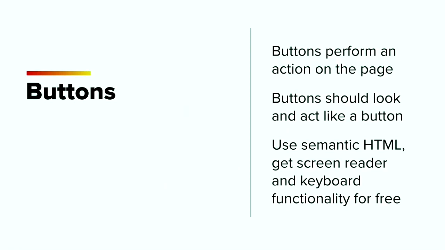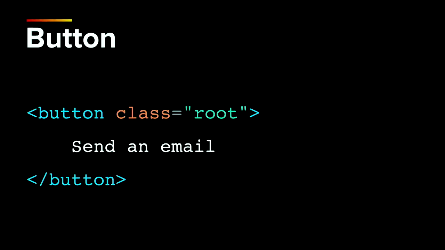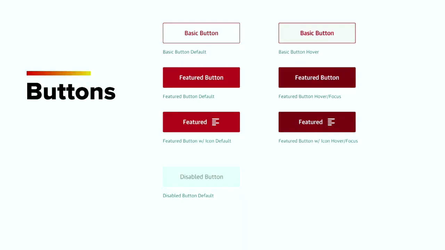If you're going to a different page, use a link. Use semantic HTML. You will get screen reader and keyboard functionality for free. You don't have to do a div with a role of this or that. Use a button element. It's so much easier. This is the high quality ingredient that we start with, the button element.